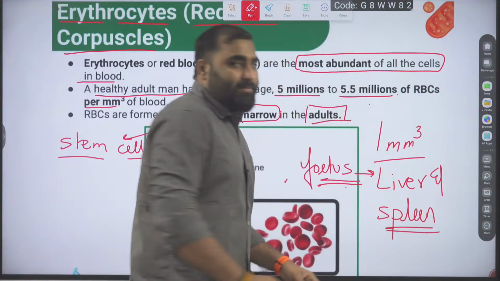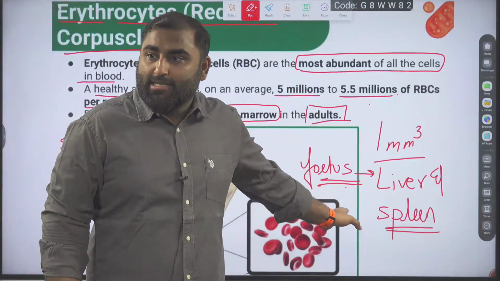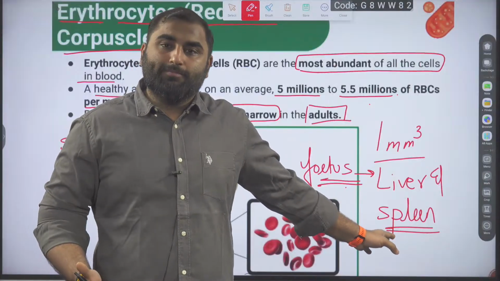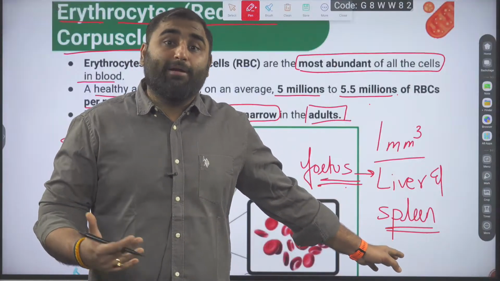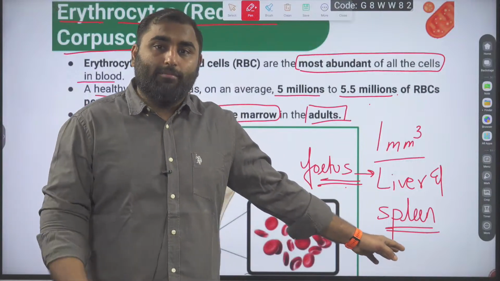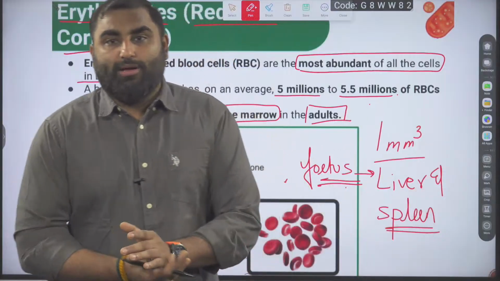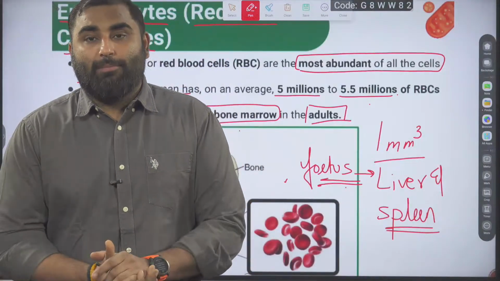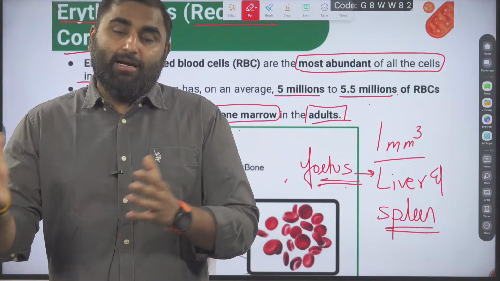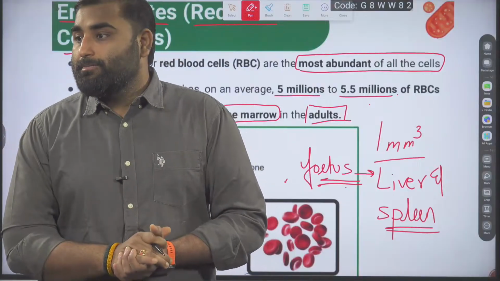Okay, so just make a small note of this. In a fetus, there is no development of the bone marrow yet. So there should be another place where the RBC is formed, that is the liver and spleen. But as the child is born and slowly grows, the bone marrow develops, and then the RBC synthesis shifts. It shifts from the liver and spleen into the bone marrow.